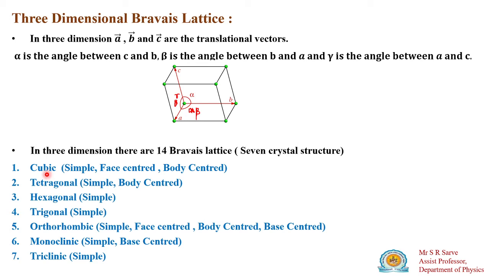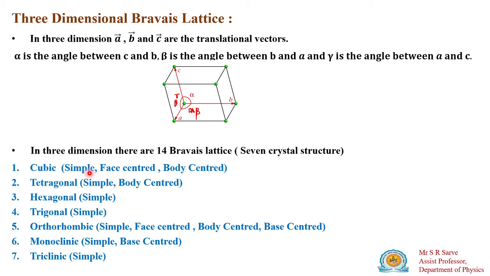Cubic has simple, face centered and body centered structures. Tetragonal has simple and body centered structures. Hexagonal is simple hexagonal, trigonal is also simple. Orthorhombic exists as simple, face centered, body centered, and base centered. Monoclinic exists as simple and base centered, and triclinic exists as simple.